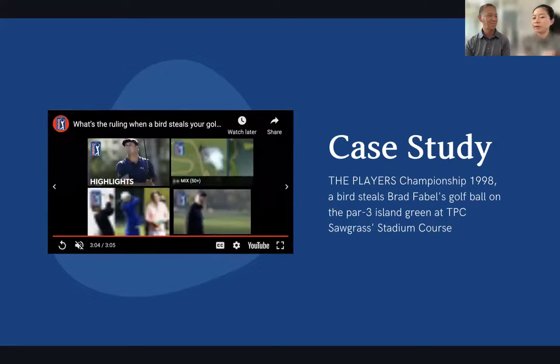Would this also be the same case if your ball's in a penalty area? Same thing. Even if it's in the penalty area, it's a playable lie, whatever it is, because you need to know where the ball is to measure certain distances sometimes. So in that case, it would still be the same.